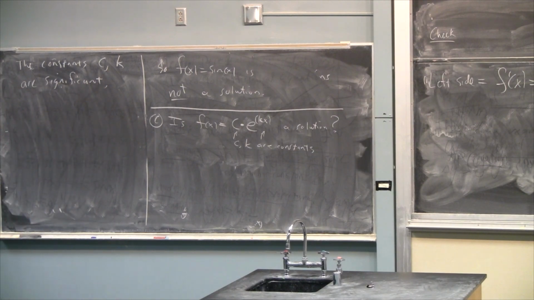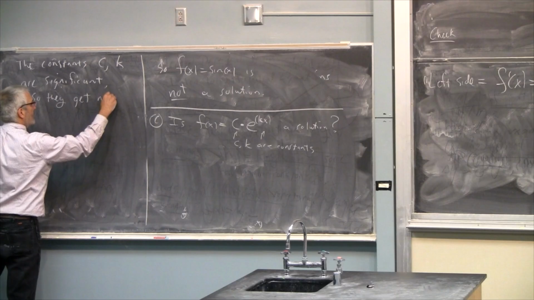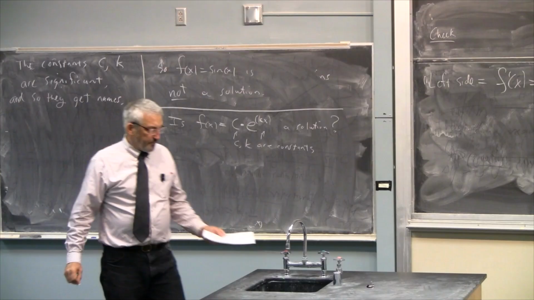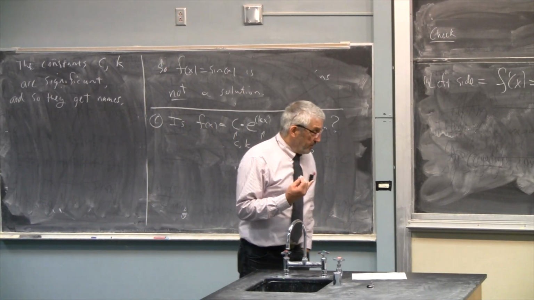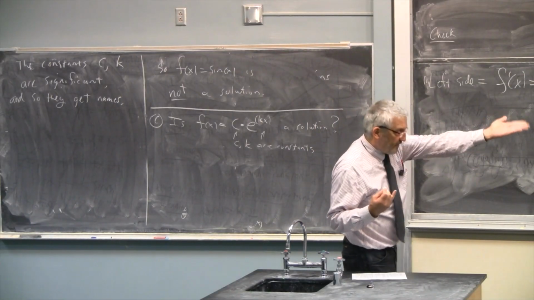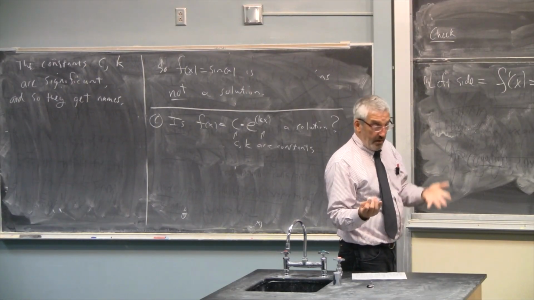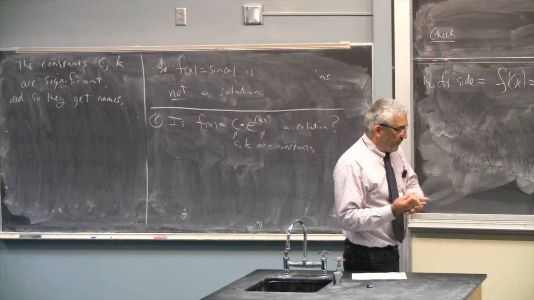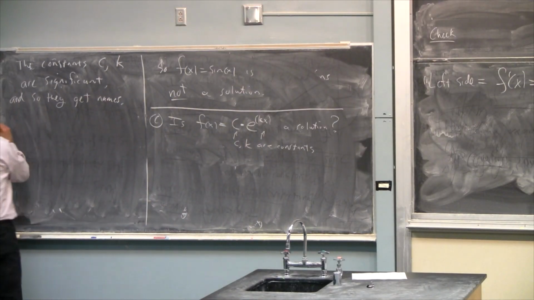And so they get names, of course. So first of all, consider the initial value. If I have a system whose size is described by that function, that means for all time t greater than or equal to 0, that's the function that describes the size of the system. So let's consider the initial size.